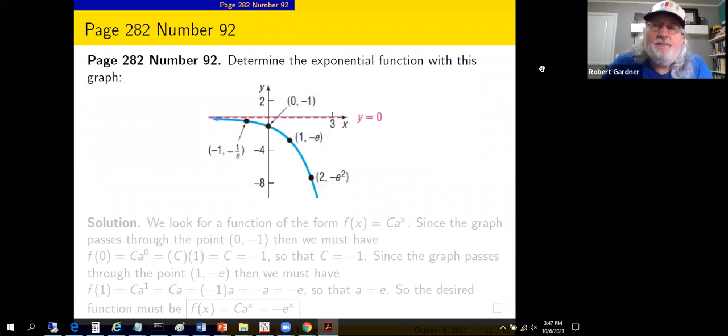Here's a graph. Determine the function. Okay, they say it's an exponential function of some sort.